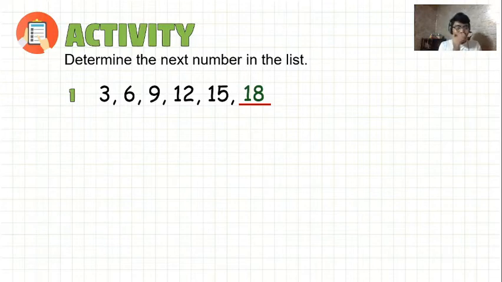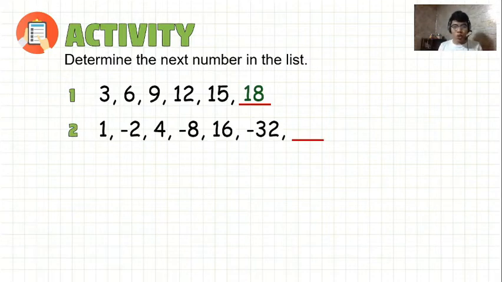So we have 3 plus 3. That's why our second term is 6. 6 plus 3, we have 9. And so on. So 15 plus 3, we have 18. That's why our answer is 18.